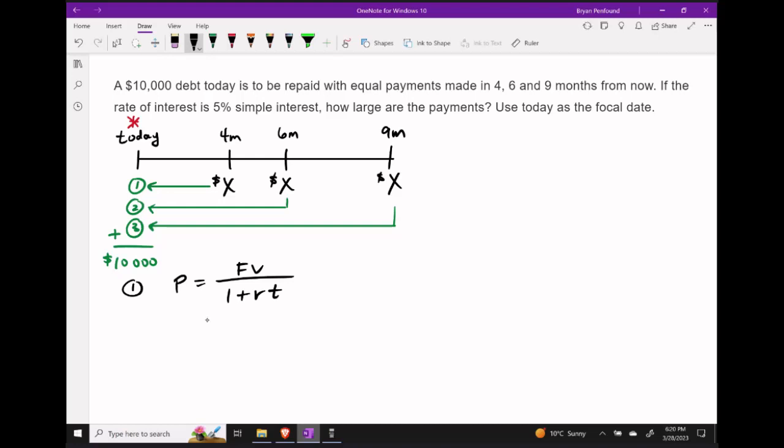In this case, we don't really know what FV is. We just know that it's some amount. I'm going to call it X. However, we should be able to input the R and T variables. So, for example, the rate is 5%. And this first payment happens 4 months from today. So we can use 4 over 12 for that parameter.